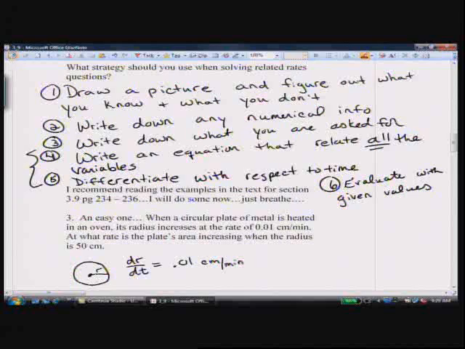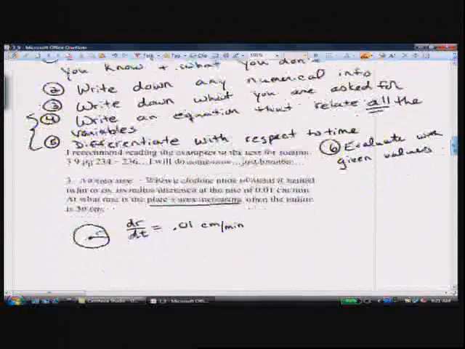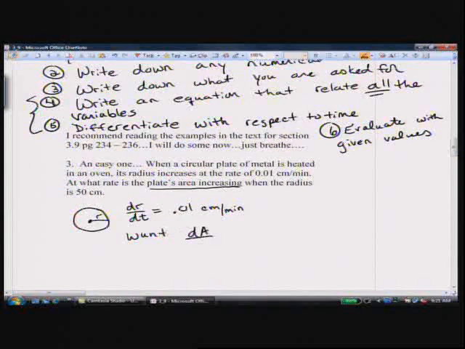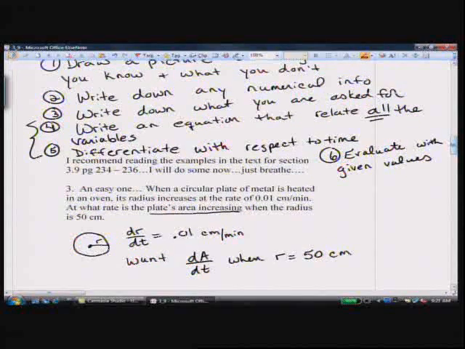minute. Do y'all agree? Now it says, at what rate is the plate's area increasing? So that is what they're looking for. We want dA/dt when r is equal to 50 centimeters. Okay? Now we're not going to plug in any of the numbers until we get going on there. So I sort of did steps 2 and 3 because I told you what we're asked for, dA/dt, and I told you what we are given. So now we're on step 4.